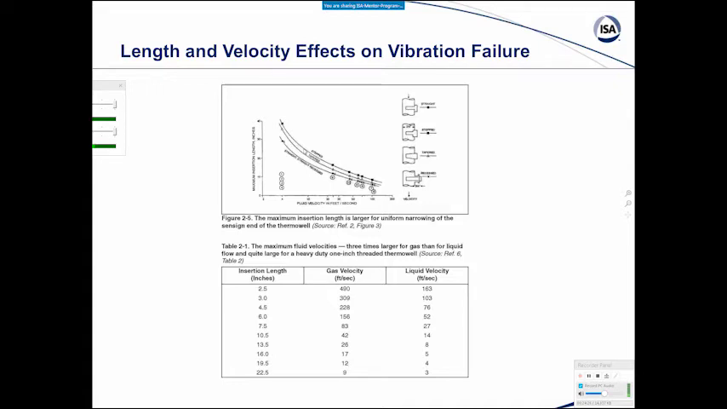But then we've got to worry about vibration failure. Here we're seeing that the stepped and tapered help reduce vibration failure. And because of the smaller diameter at the tip, they also reduce the conduction error. So you get more accuracy and a faster response for these types of thermal wells.